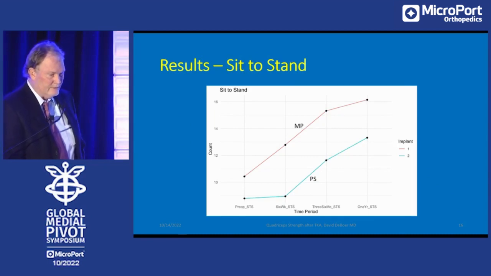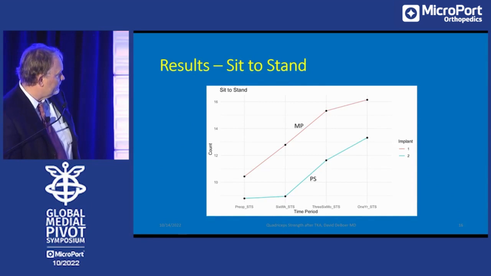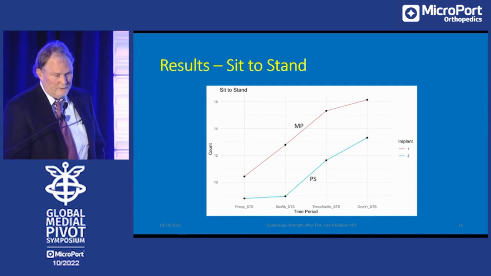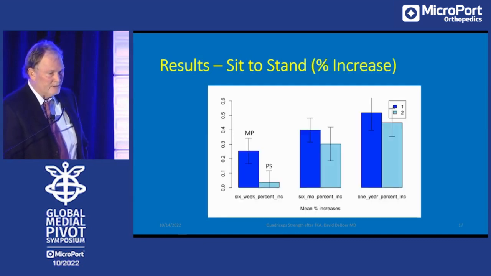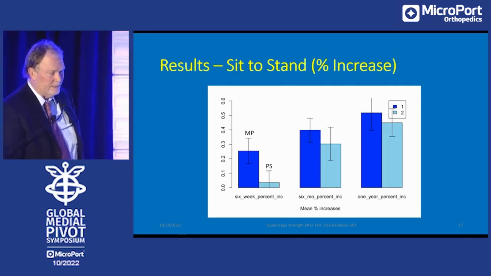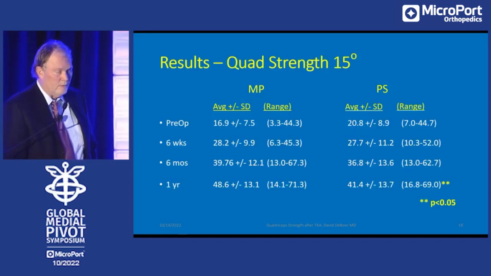And this is the graph of that. So the pre-op is far left, and then you can see that the slope was about the same, but the magnitude, the number of sit-to-stands, was greater. And if you compare each subject to themselves, so their percent increase, you can see a significant increase between pre-op and 6 weeks, a little more at 6 months and a year, but definitely the first 6 weeks made a huge difference.